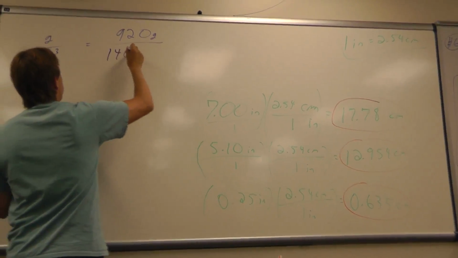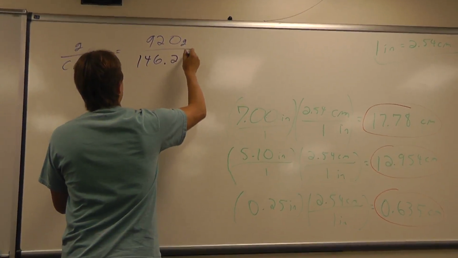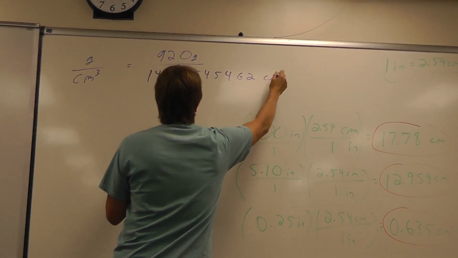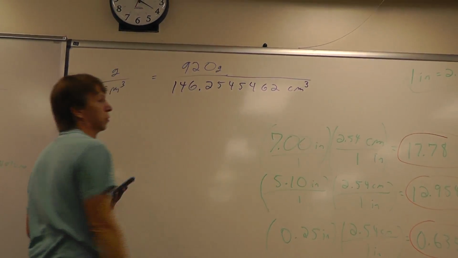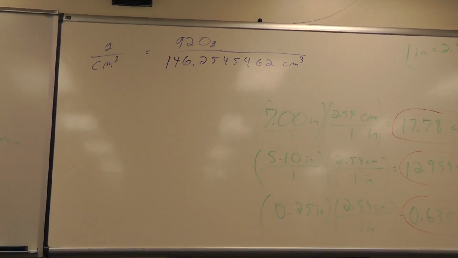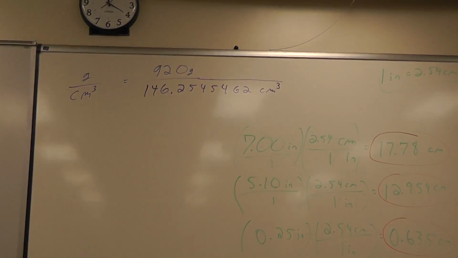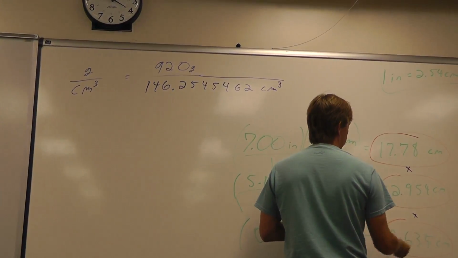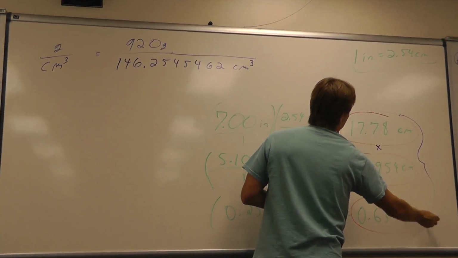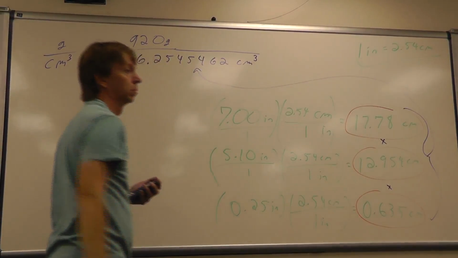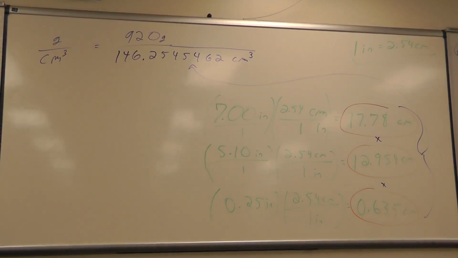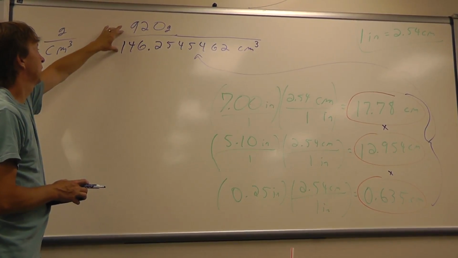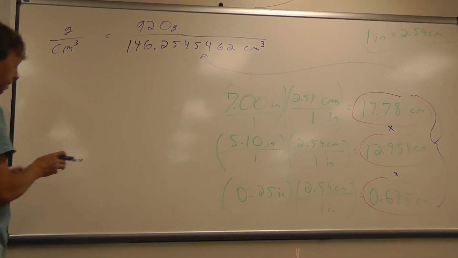is 146.2545462 cubic centimeters. Length times width times height. That's where this volume is coming from. So we got our mass, we got our volume, we plug those both into the definition of density, we divide through to get the answer.